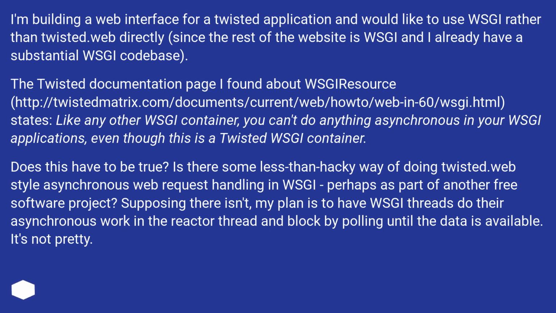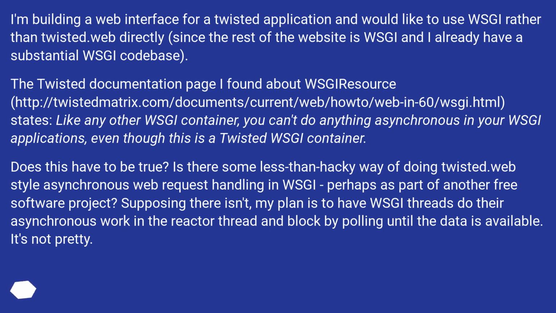The Twisted documentation page I found about WSGI, this URL, states, like any other WSGI container, you can't do anything asynchronous in your WSGI applications, even though this is a Twisted WSGI container. Does this have to be true? Is there some less than hacky way of doing Twisted.web style asynchronous web request handling in WSGI, perhaps as part of another free software project?